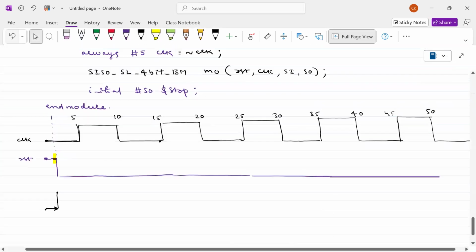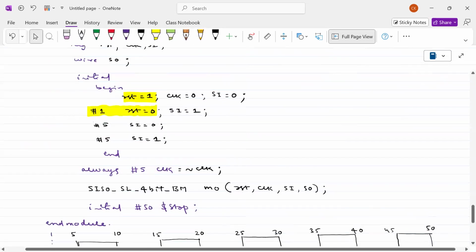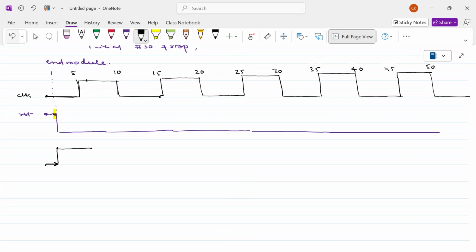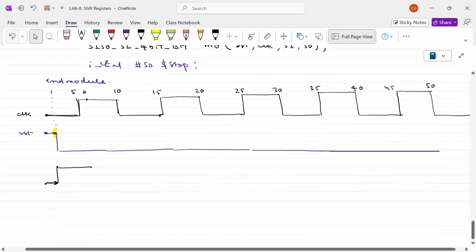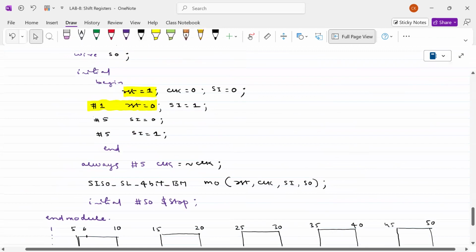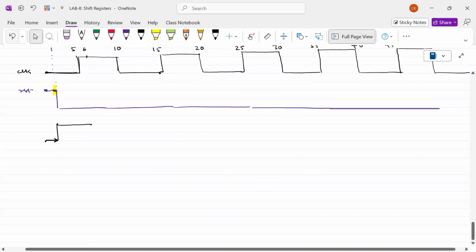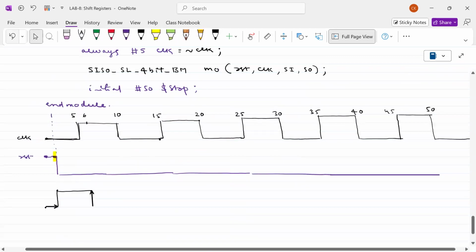Next, it becomes 1 till 5 nanoseconds, and another 5 nanoseconds, that means till 6 nanoseconds, it stays 1. This is the 6 nanoseconds. At 6 nanoseconds, it becomes 0.